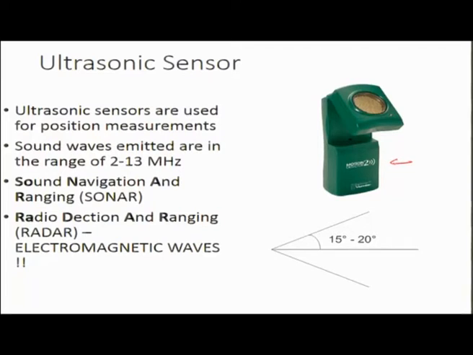This is another very commonly available sensor, the ultrasonic sensor. These are used for position measurements. Basically the idea here is that the device emits sound waves in the ultrasonic range, 2 to 13 megahertz, and whatever portion of it is reflected back and received is used for finding out the proximity of an object through which it is reflected. And so it's used in a variety of applications like sonar, sound navigation and ranging, very commonly used in naval applications, or even in the ship navigation industry.